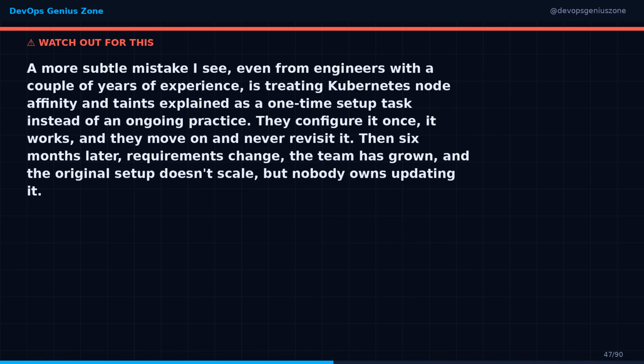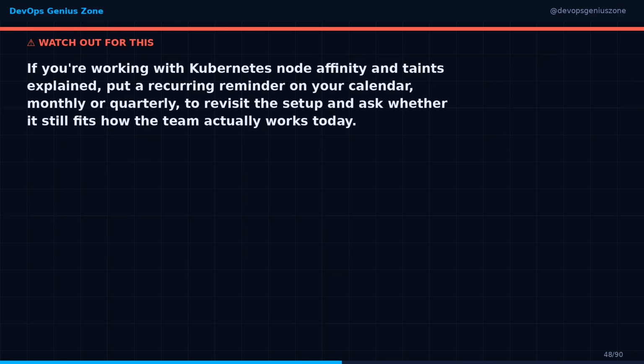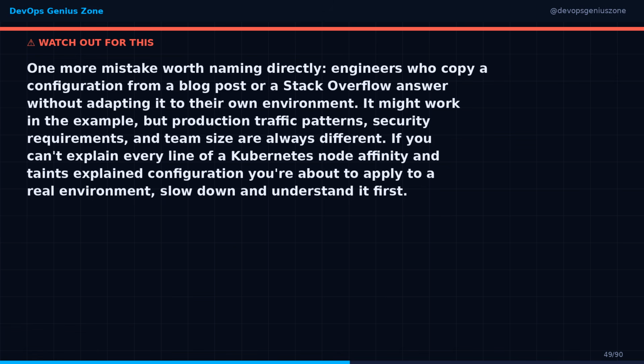One more mistake worth naming directly: engineers who copy a configuration from a blog post or a Stack Overflow answer without adapting it to their own environment. It might work in the example, but production traffic patterns, security requirements, and team size are always different. If you can't explain every line of a Kubernetes node affinity and taints explained configuration you're about to apply to a real environment, slow down and understand it first. That single habit will save you from more incidents than almost anything else on this list.